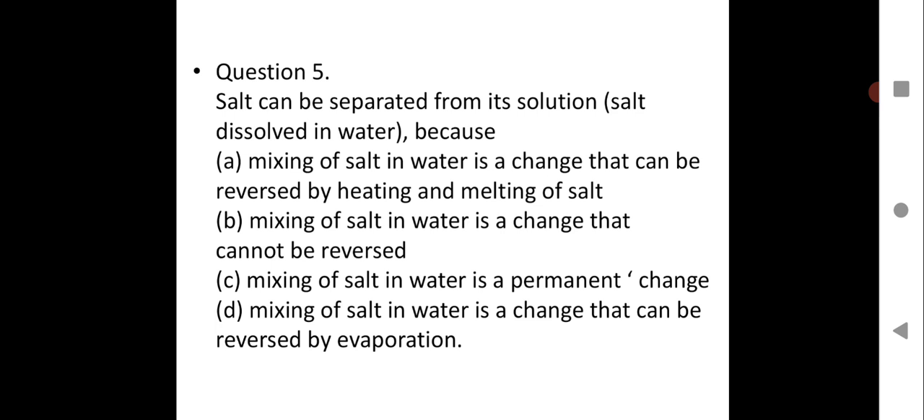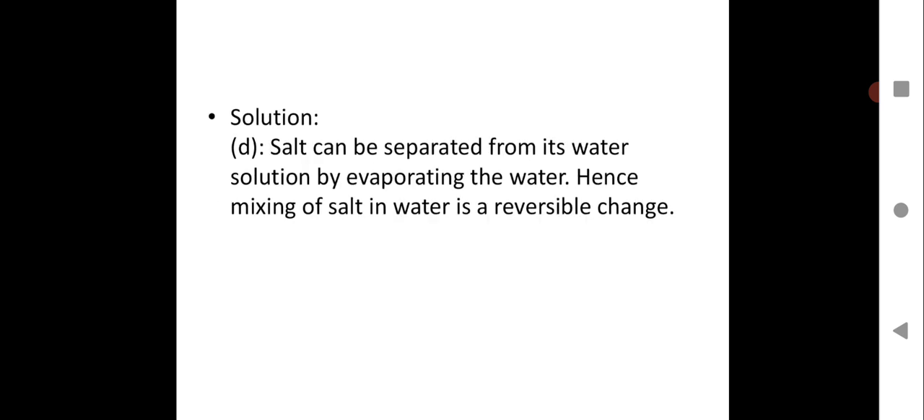I hope you all got the correct answer for this and you all are writing the statement along with the correct answer and explanation. So let us see option D, salt can be separated from its water solution by evaporating the water. Hence the mixing of salt in water is a reversible change. So you all know when you are mixing salt in water is a physical change, is a reversible change, and on evaporation of water you can get the salt back. So it is a reversible change. I hope this is very clear why you have selected option D.